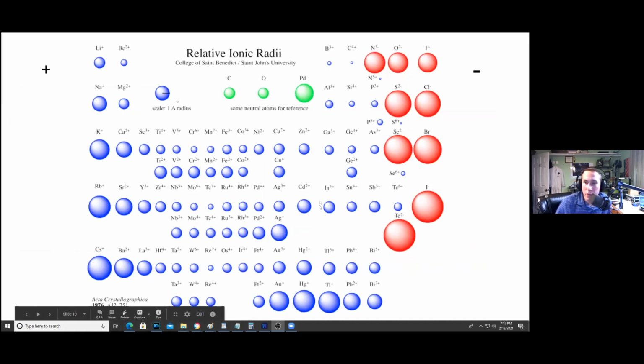So we have a bunch of these building blocks, and it's based on the size of the nucleus, how much mass is inside, and how much charge there is.